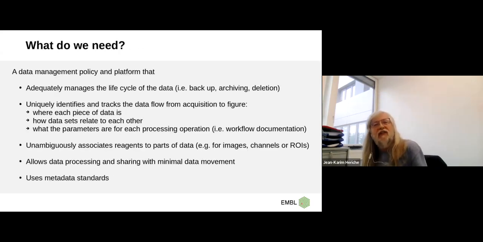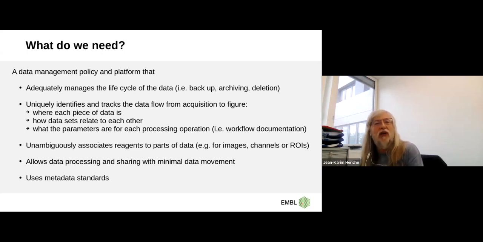So what do we need from a high level perspective? We want to have basically a data management policy and also a platform, that is a set of tools, that helps us manage the life cycle of the data. So I mentioned all these data flows already from the original slides, but we actually want to have the tools and the policy to deal with this.